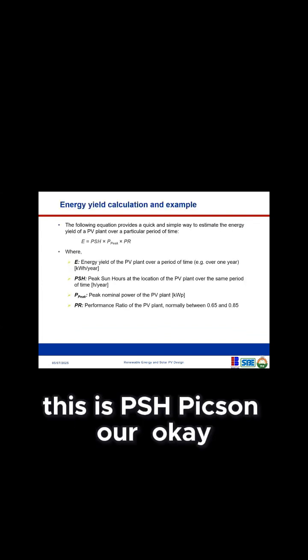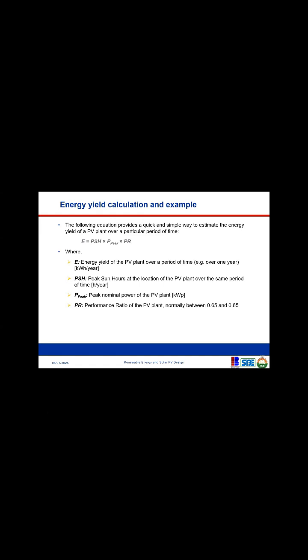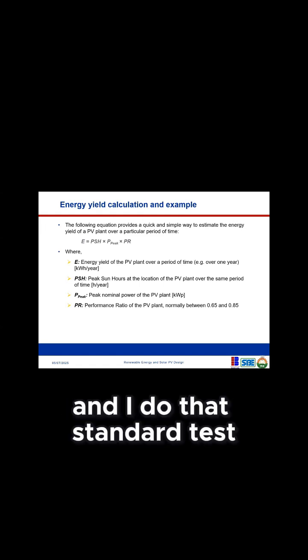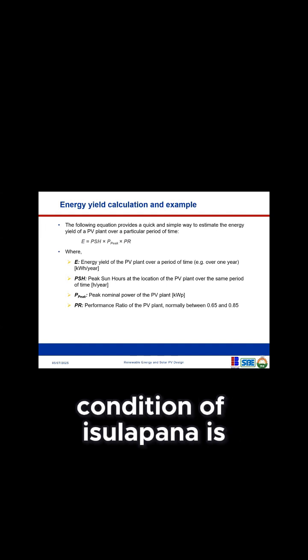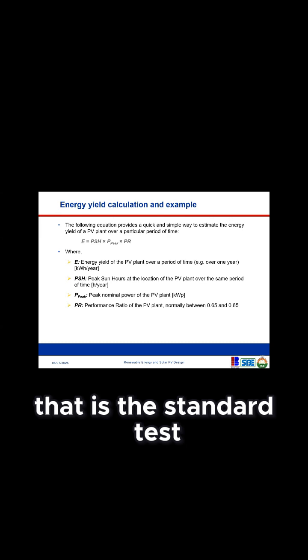This is PSH, peak sun hour. Now, you remember when I talked about standard test condition, and I told you that the standard test condition of a solar panel is 1,000 watts per meter square. That is the standard test condition.